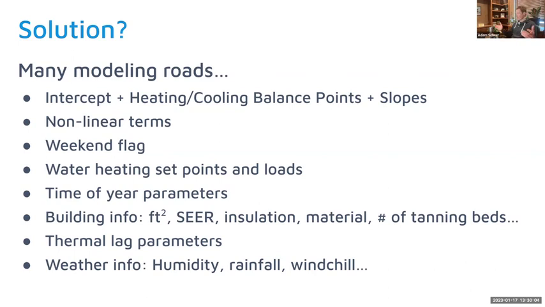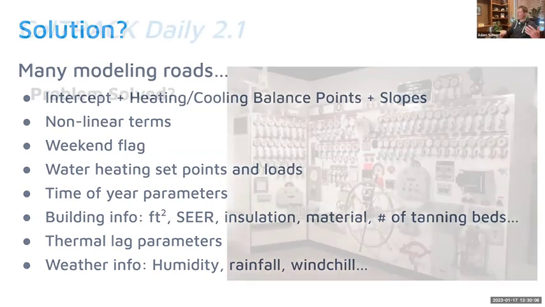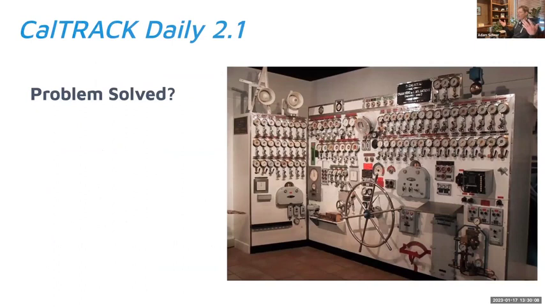So just keep this in mind. It's just to say there are many options, but obviously, I think if the CalTrack 2.1 daily model ends up looking like this, we haven't really solved the problem. And it's not just that we haven't solved the problem because it's too complex. What I'm going to talk about in a minute here is like, no, we really truly haven't solved the problem if the model looks like this.